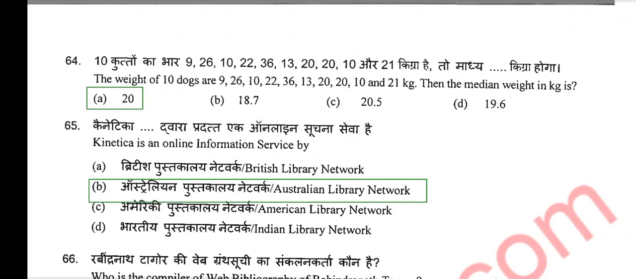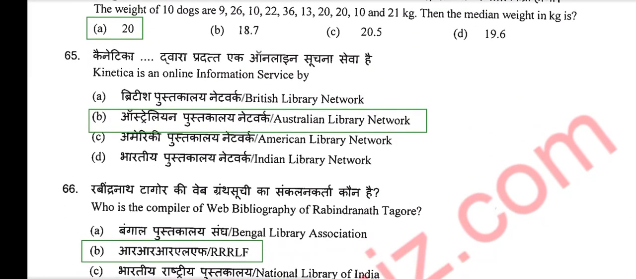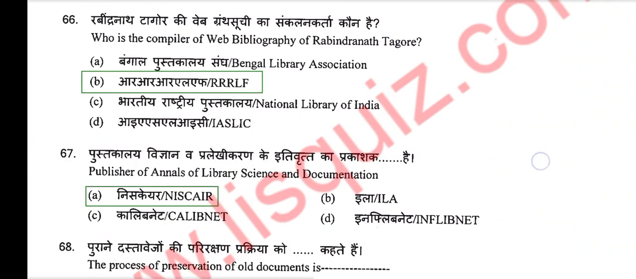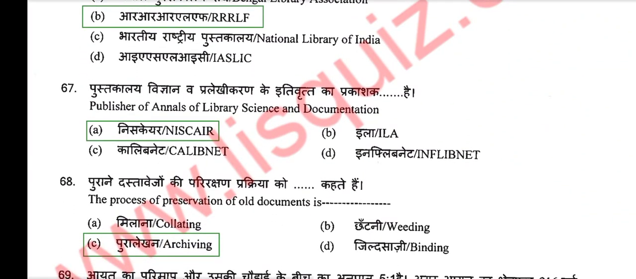Let's move to the next question, that is 65. Kinetica is an online information service by Australian Library Network. Question number 66. Who is the compiler of web bibliography of Rabindranath Tagore? And the option is B, RRLF. The next question is 67. The publisher of Annals of Library Science and Documentation. And the correct option is A, Nishkaya.